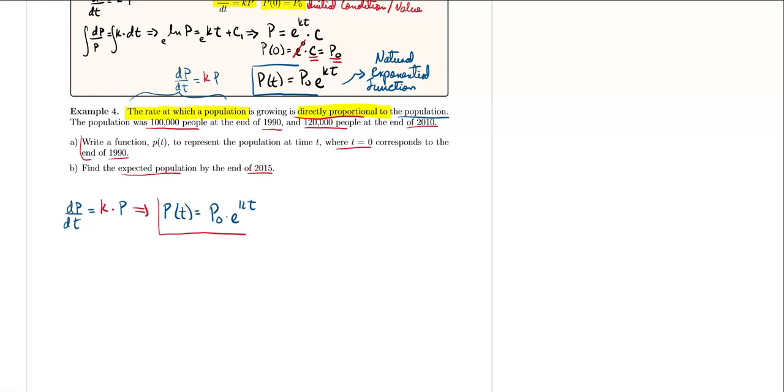So this problem is telling us that in the year 1990, for part A, at t equals 0, we know that P of 0 is equal to 100,000. So we have part of our equation right now. We already know that this one is representing the P naught. And we also know that in the year 2010, the population was 120,000.